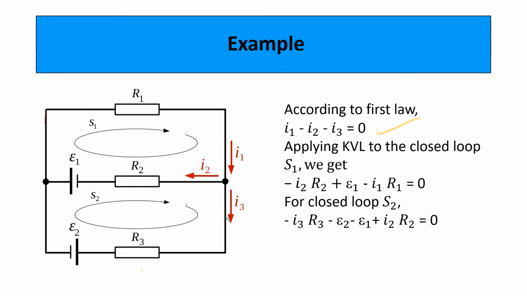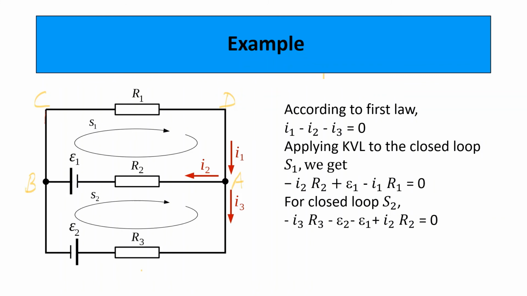And applying Kirchhoff's voltage law to the closed loop S1, we get minus I2 R2 plus epsilon 1 minus I1 R1 is equal to 0. And for closed loop S2, when you apply Kirchhoff's voltage law, you will get minus I3 R3 minus epsilon 2 minus epsilon 1 plus I2 R2 is equal to 0. If epsilon 1, epsilon 2, R1, R2, R3 values are given, you can find out I1, I2, I3 from these linear equations. When you write down the equations, please take care of the sign.